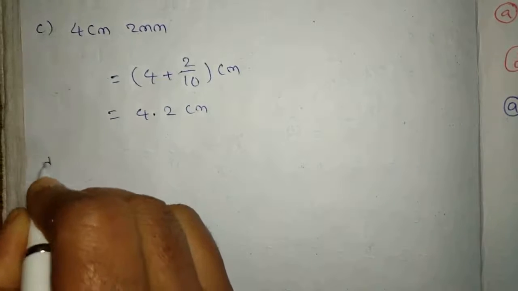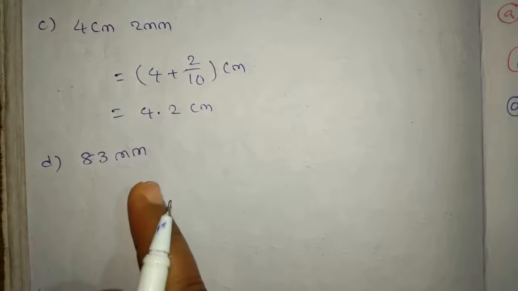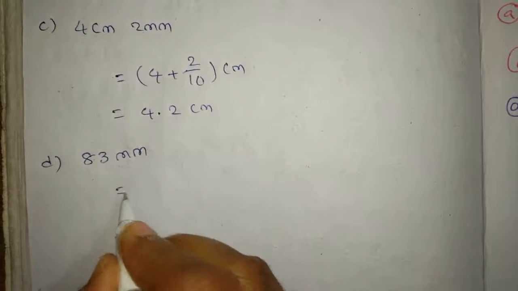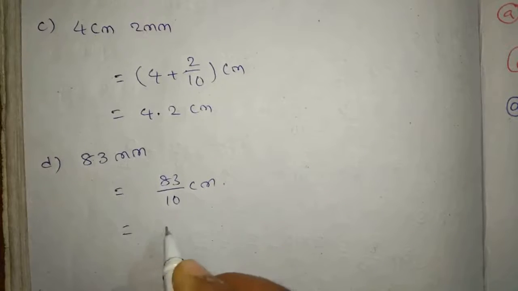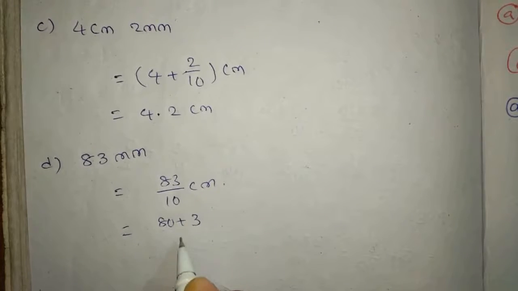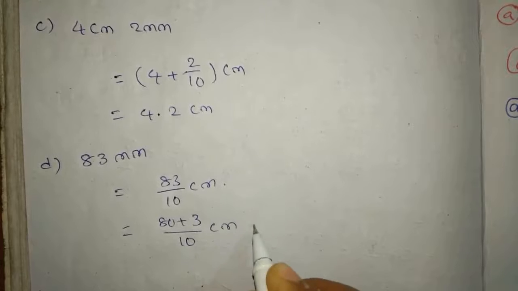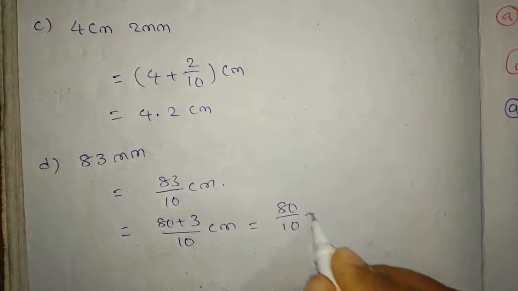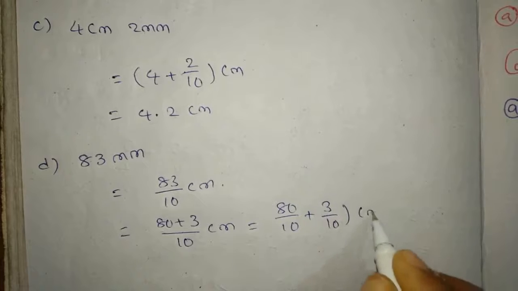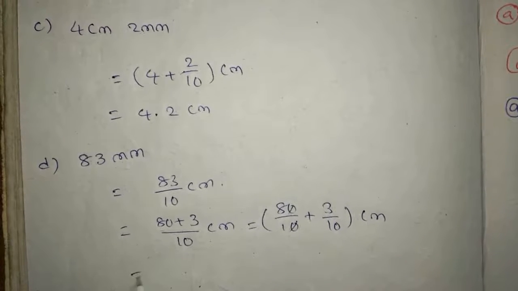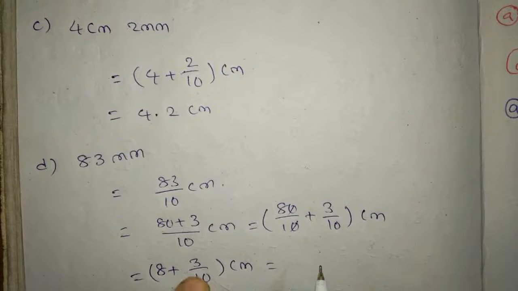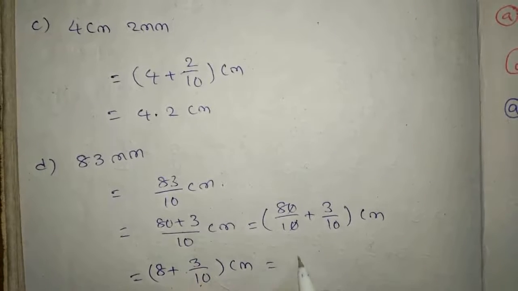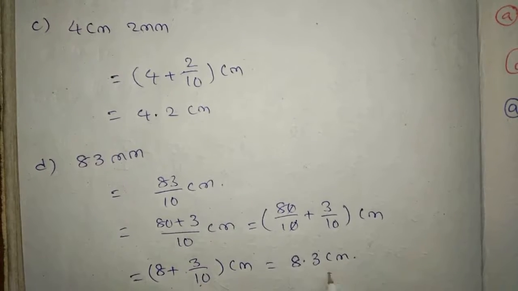Now the next one is 83 mm. It can be written as 83 by 10 cm. That is equal to 80 plus 3 by 10 cm. It is equal to 80 by 10 plus 3 by 10 cm. Here 0 and 0 cancel, 8 plus 3 by 10 cm. Here 8 ones and 3 tenths. So it can be written as 8.3 cm. Okay.